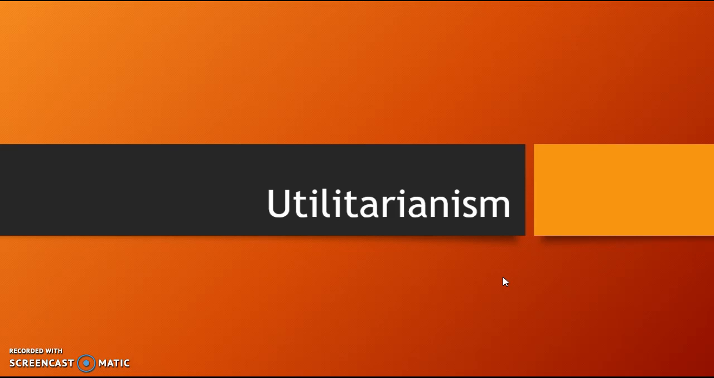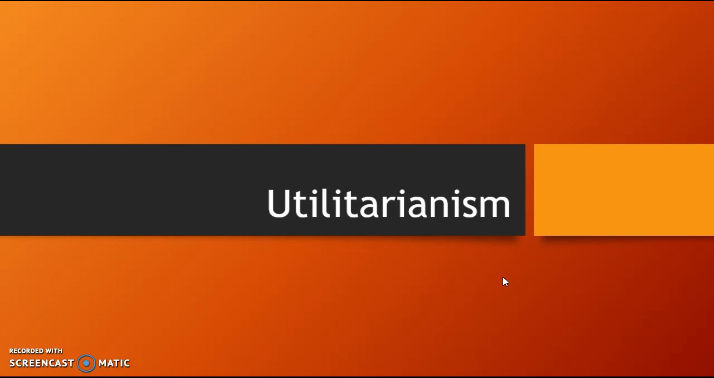Although we're going to look at two specific utilitarian philosophers and see what they think about morality, utilitarianism, generally, is the view that we should always look to the consequences of our actions. So we look at all the different actions we could perform, we look at the consequences of all those different actions, and then we see which action produces the most utility.